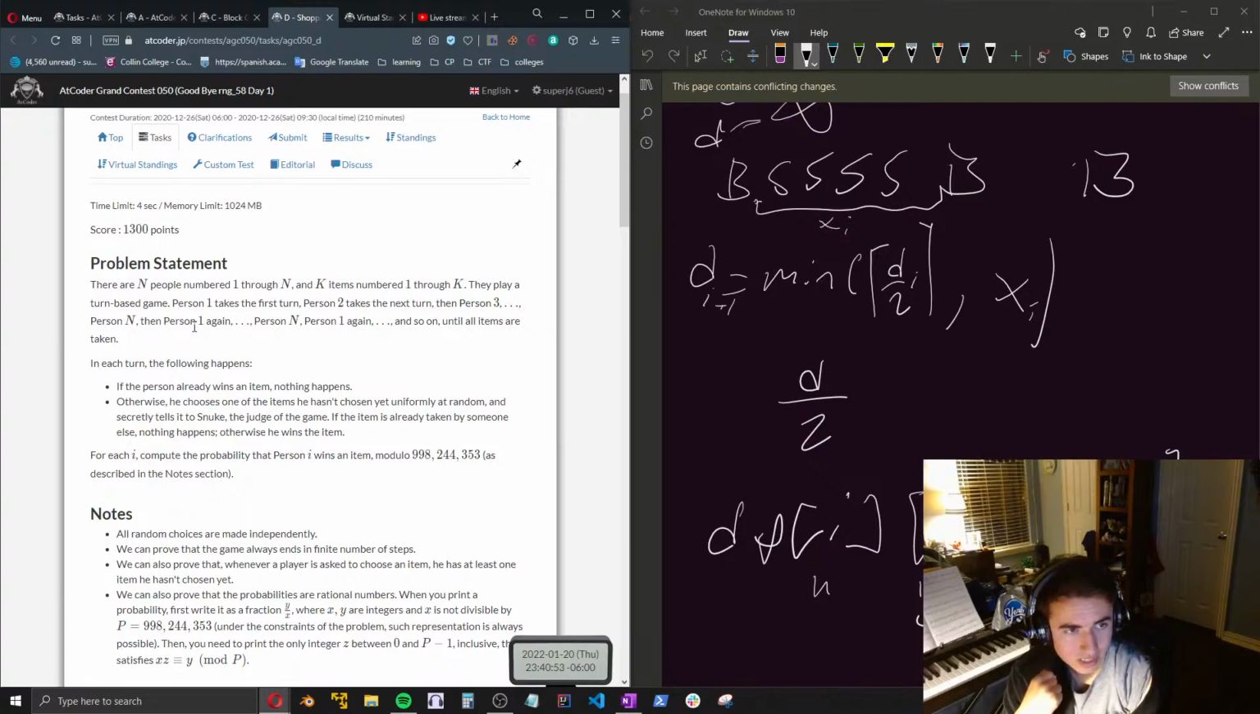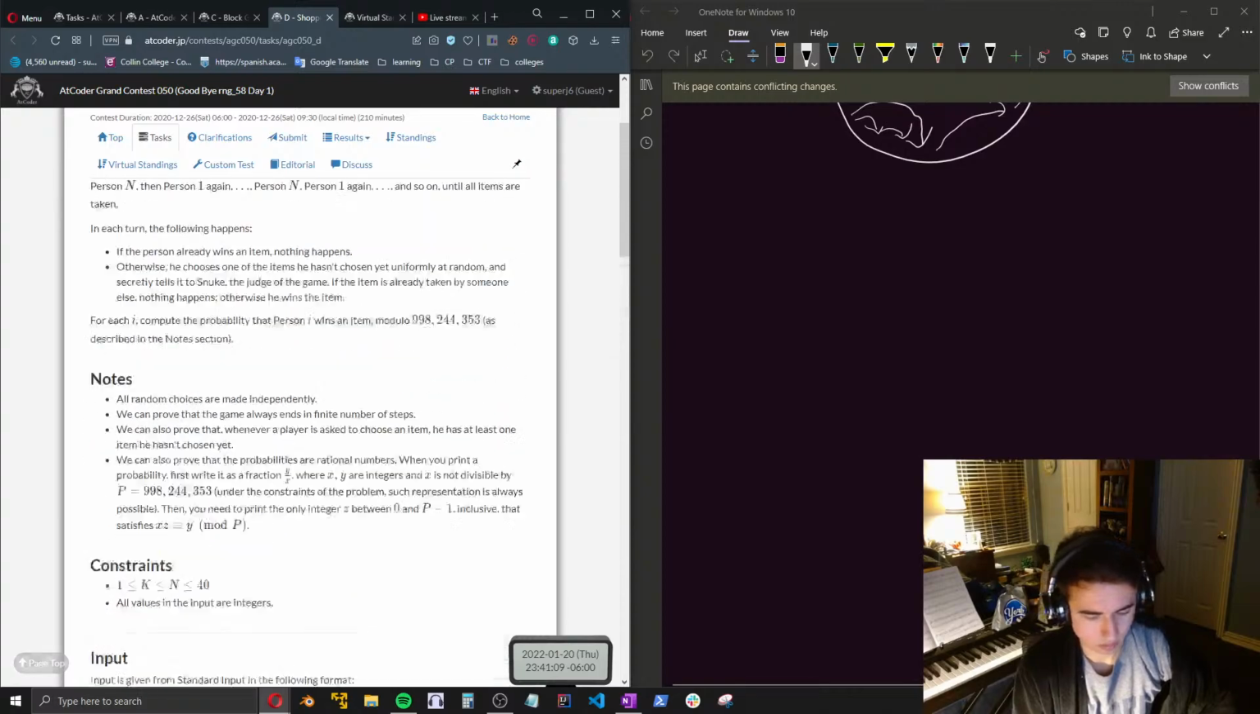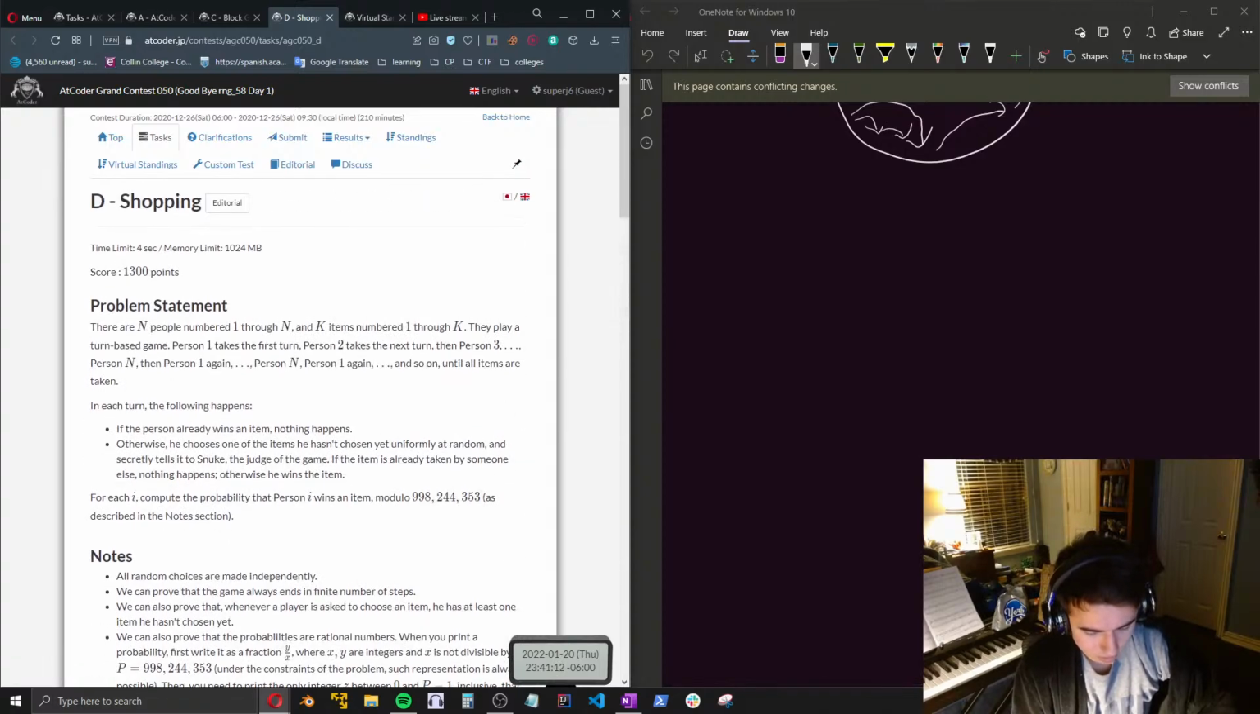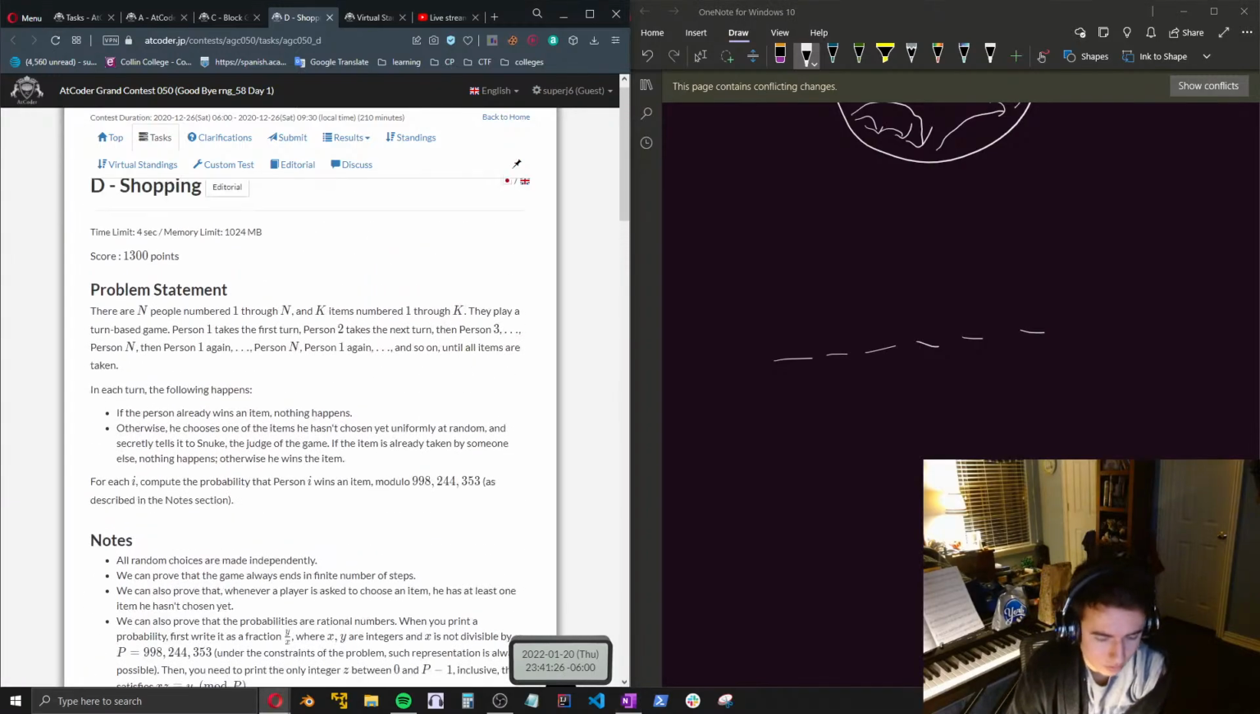They play a turn-based game. Alright, we need to think. This one is a math problem, right? So it's like, what's the probability the ith player wins? So you have K items, right? N and K are small, so you can do some sort of DP.